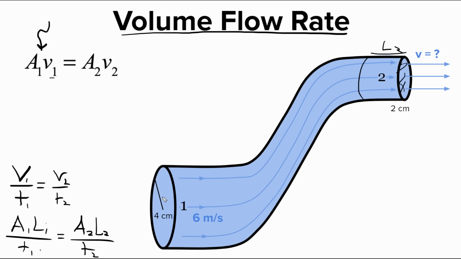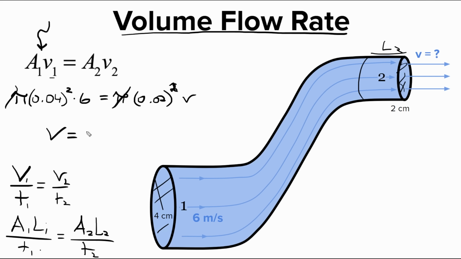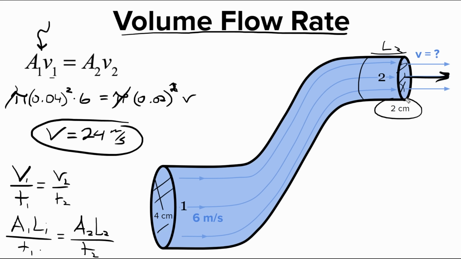So let's use this formula. We'll say A1, we'll pick 1 down here. Well, the cross-sectional area of a circle is pi times r squared, and you got to use meters here if you want to get this thing right. So pi times 0.04 squared for the radius squared, times V1, which is 6 meters per second, equals, well, up here we'd have pi times 0.02 squared because the radius is only 2 centimeters, times unknown V. If you cancel and solve this for V, you get, not surprisingly, 24 meters per second. Why is that not surprising? Well, up here, it's got to be going faster. I've reduced the area. If you decrease the area, the speed of the water comes out faster.